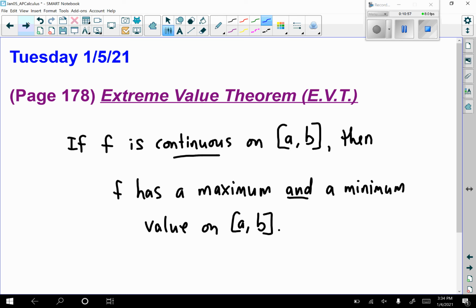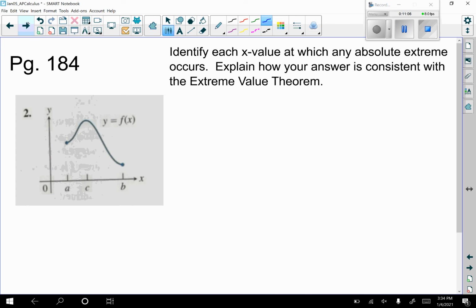So we're first going to take a look at some graphs from the textbook. But again, pause the video if you still need more time to copy that down. All right, we're going to take a look at 3 graphs, problems 2, 4, and 6 off of page 184. Here we're going to identify each x value at which any absolute extreme occurs. So we're going to write it the same way we were writing all of our answers for 4.1. We're going to explain how our answer is consistent with the extreme value theorem, meaning we're just going to answer yes or no if the extreme value theorem conditions are met.